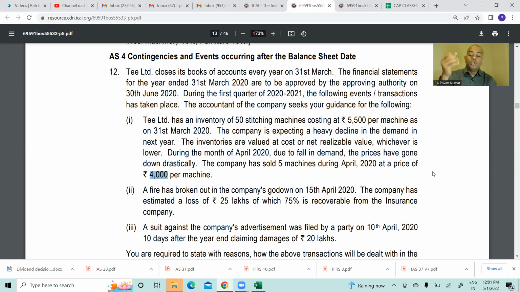So what will you do? You will write down inventory to their net realizable value. Okay, so cost of machine 5,500, net realizable value, even if it is available after the balance sheet, 4,000, whichever is lower, 4,000. Number of machines 50. 4,000 into 50 goes to the balance sheet, and 50 into 1,500, whatever the fall is, that you take to P&L as a loss. So if you want to pass the journal entry, it should be P&L account debit to inventory account.